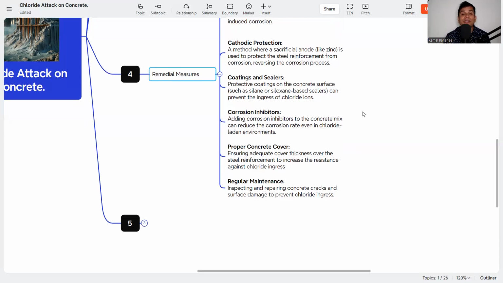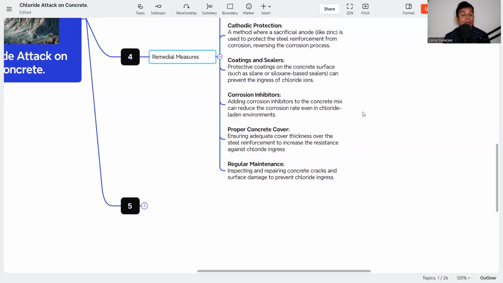Then corrosion inhibitors. They are very important and useful, and it's the latest technology. Adding corrosion inhibitors to the concrete mix can reduce the corrosion rate even in a chloride-laden environment. So it is a new-age technology, where corrosion inhibitors are used inside the concrete to lower the chances of reinforcement corrosion, or to prevent the corrosion of the steel.